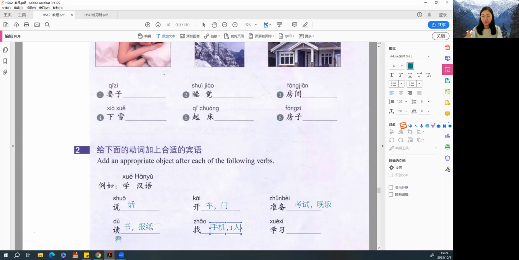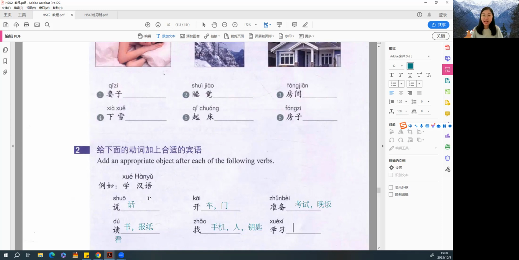So for example, I'm searching for my keys, right? The keys are something that are always hiding somewhere in the corner, so whenever we want to go outside, it takes a bit of time to search for the key. So 找钥匙. 钥匙 means the key to open the door, right?